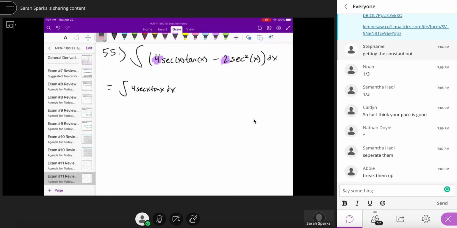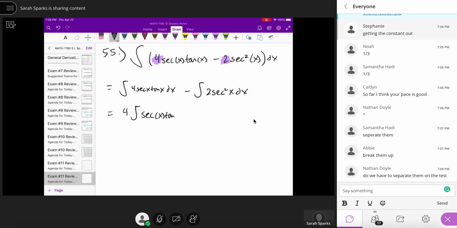sorry, I keep saying plus, minus the integral of 2 secant squared x dx. And then like before, we can just pull out those constants, right? So we bring that 4 on the outside, we have that secant x tangent x.